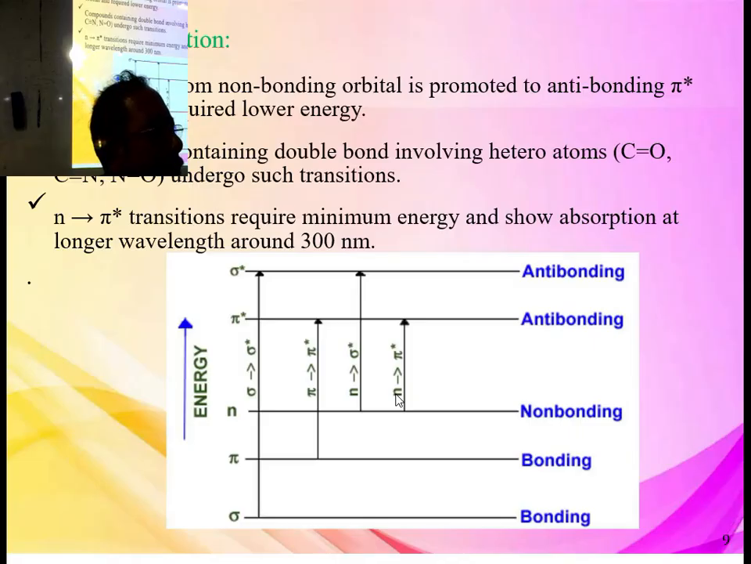Pi is U. So pi star is Z. So n to pi star is quite possible, a probable transition. N to sigma star is also a probable transition. But pi to pi star, though it looks quite feasible, is called forbidden because of opposite symmetry. Sigma to sigma star also can happen, but it will require very high energy.